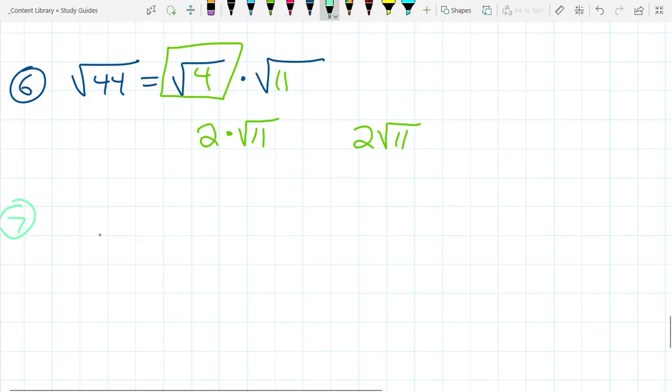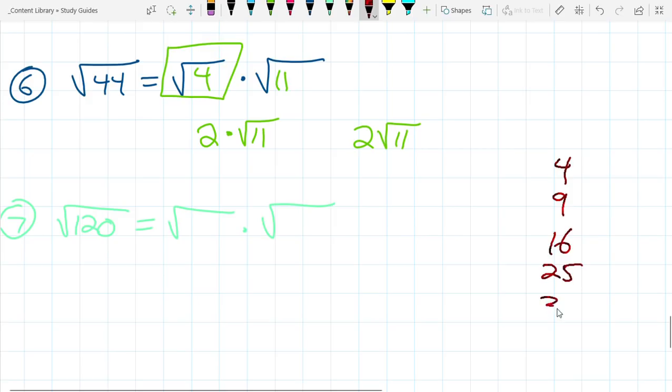Number 7, we have the square root of 120. So again, I'm going to break it down and look for numbers that go into 120 that I know the square roots of. And again, the numbers that you know the square roots of are your perfect squares. So 4, 9, 16, 25, 36, and so on. So out of all these numbers, I know 4 will go into it, because 4 times 30 gives me 120. Square root of 4 is 2, so 2 square root 30.